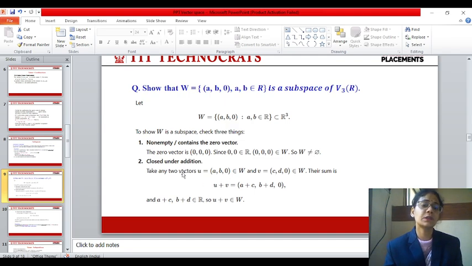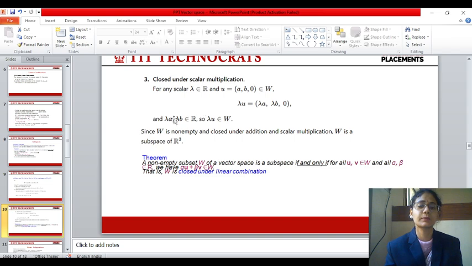Second, we need to check whether it is closed under addition or not. To check this condition, we will consider two vectors u and v. How do we add vectors? Add the first component with the first one, it will be a plus c. Add the second component with the second one, it will be b plus t, and the third component is 0 plus 0, which is 0. Now their sum will again belong to W. So this set is closed under addition.